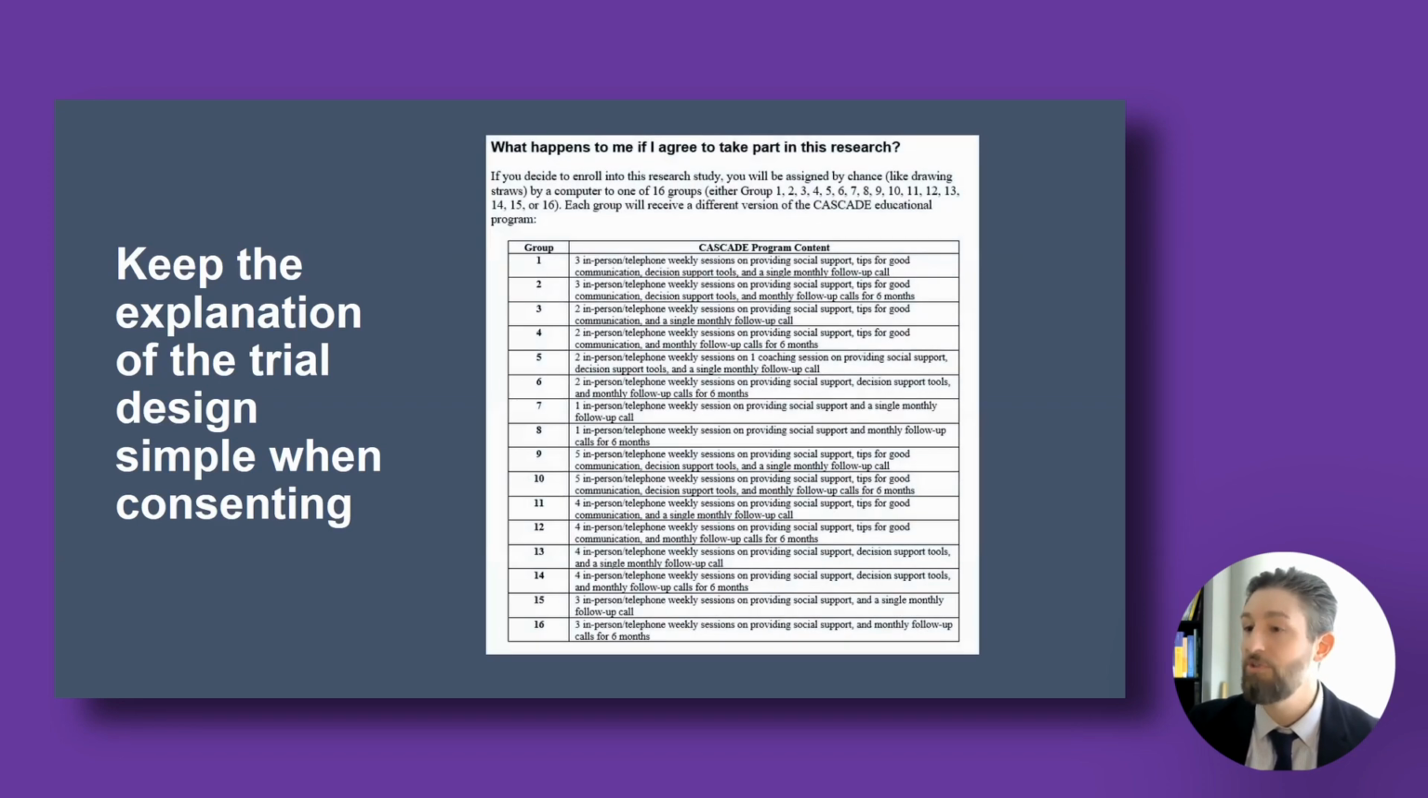This is a screenshot of our consent form. The way that we describe it is we say we're testing 16 different versions of a program. We want to know which one's best. And here are the 16 different ones. You'll be, like a dice roll, assigned to one of 16 groups. We can't tell you which group, but we can tell you that you're going to get something. And that's how we explain it.